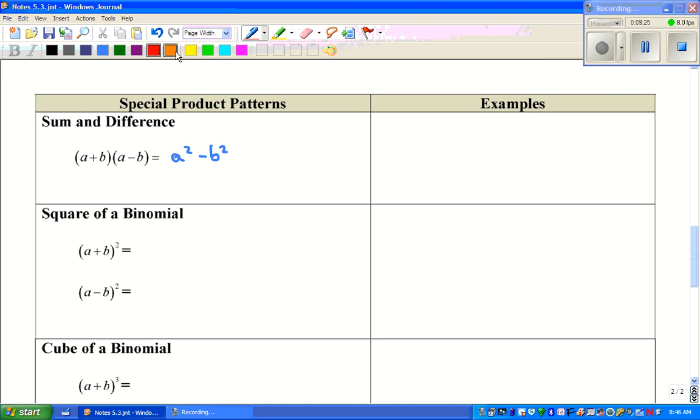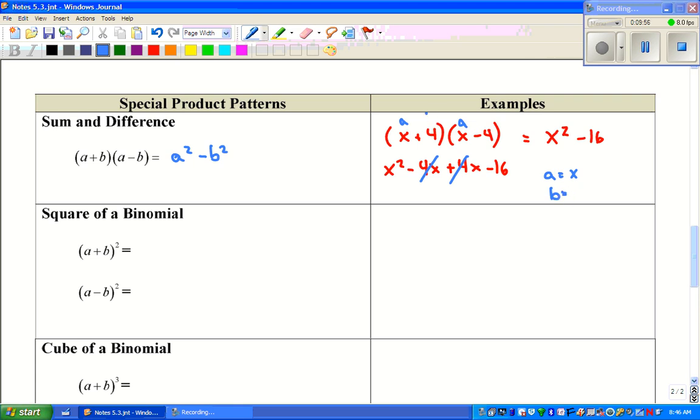An example of this might be something like this: x plus 4, all right, and then you've got x minus 4. If you did this the long way, you'd end up with x squared minus 4x plus 4x, all right, minus 16. What happens with your terms in the middle? Well, they cancel out, and you're really just left with x squared minus 16. So in this one, if you made your a value equal to the x right here, this would be your a value, and you made your b value equal to 4, all you would do is take the a and square it, take the b and square it. Okay? Same idea here.